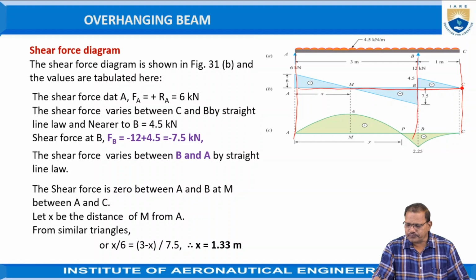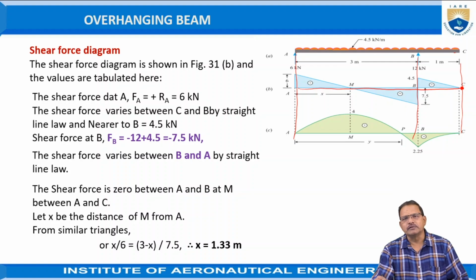Here it is 0. When moving toward the left side of the beam, that is from B to C, the load acting on the beam gradually increases. Finally, it reaches here, where the total load at this point is 4.5 kilonewtons. That is, it increases up to this position.